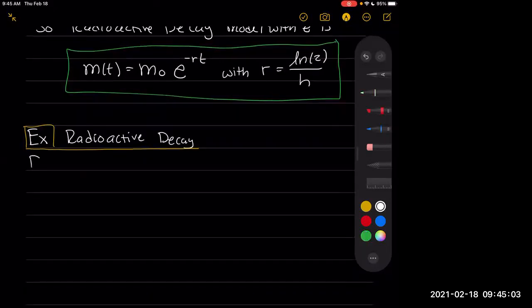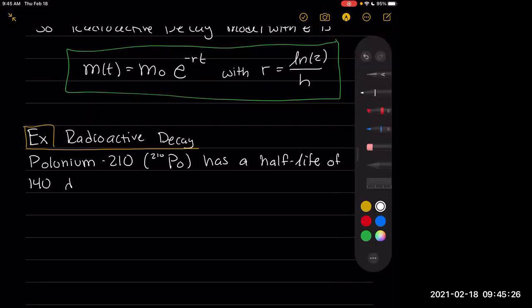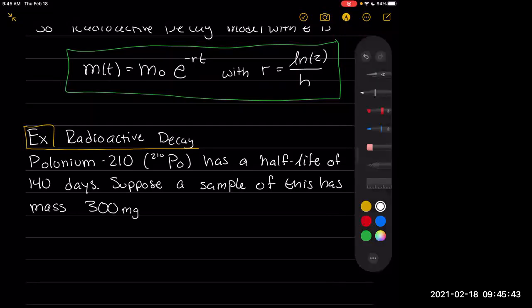So we're going to look at something called polonium 210, which is often expressed as 210 Po. This has a half-life of 140 days. So suppose a sample of this has a mass of 300 milligrams.